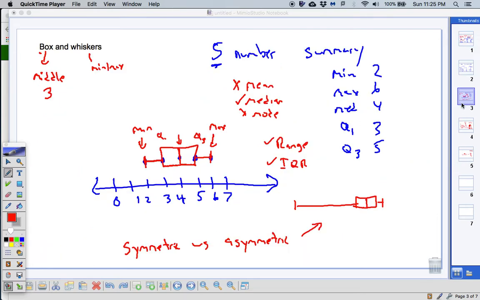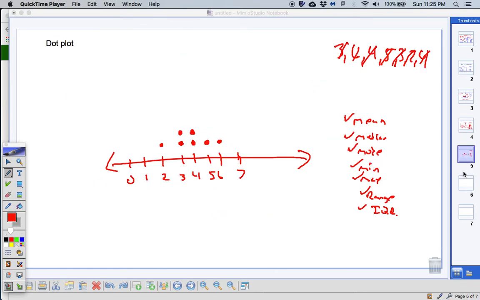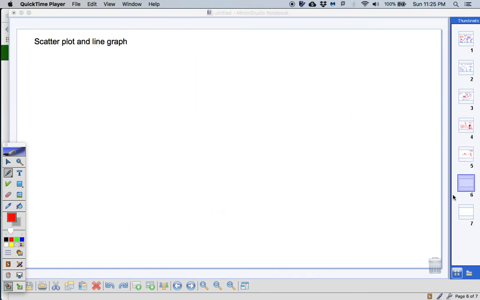And then we've already talked about graphing with box and whiskers plot. We've talked about graphing with histograms and pie charts, as well as dot plots. So today we're going to talk about the scatter plot and the line graph, and then we're going to also talk about the stem and leaf plot. So first off, let's talk about a scatter plot.